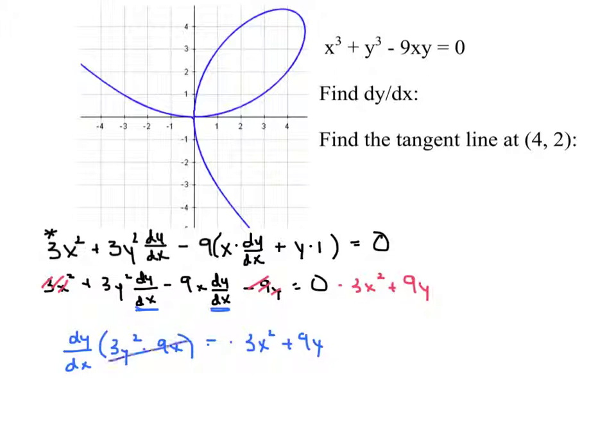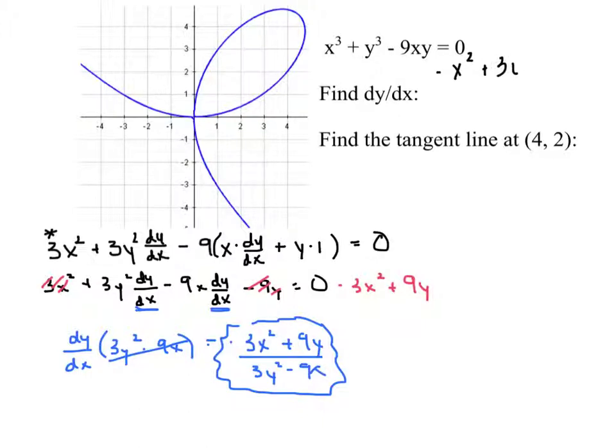Now I'll divide both sides by 3y squared minus 9x. And here's my derivative. Now I could reduce that. You'll notice that every single term has a 3 in it. So as I write it back up here, dy/dx is going to be negative x squared plus 3y over y squared minus 3x.